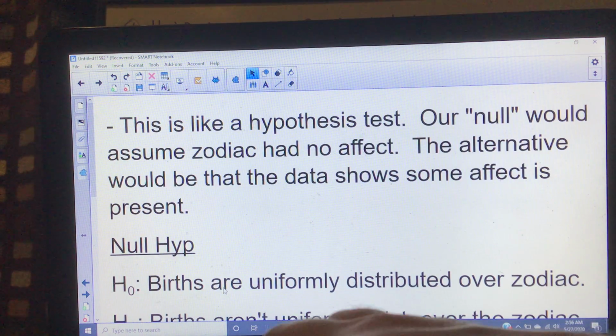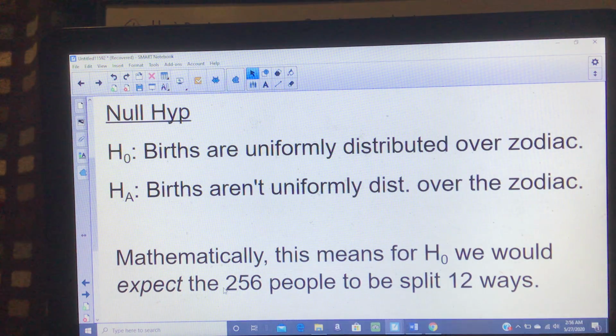So we need what are called the expected numbers. So what if the null hypothesis were true, what would it mean? Well, mathematically speaking, what would we expect? We'd expect that of those 256 people that were sampled, they should in theory be split 12 ways, right? If there's nothing to do with the zodiac sign, we would take the 256, divide by 12, and if we actually do that, 256 divided by 12 is 21.3 repeating.